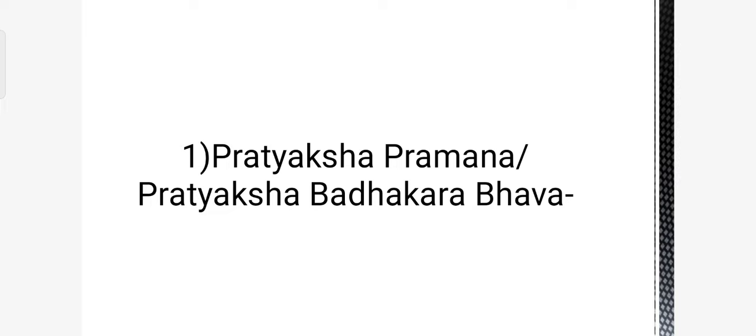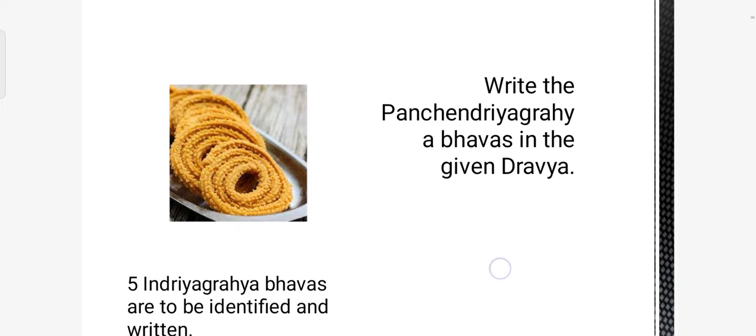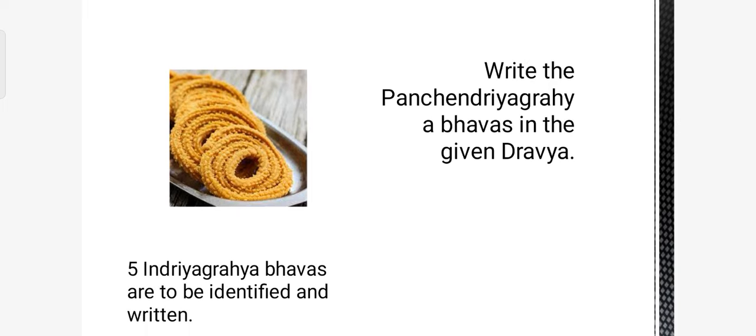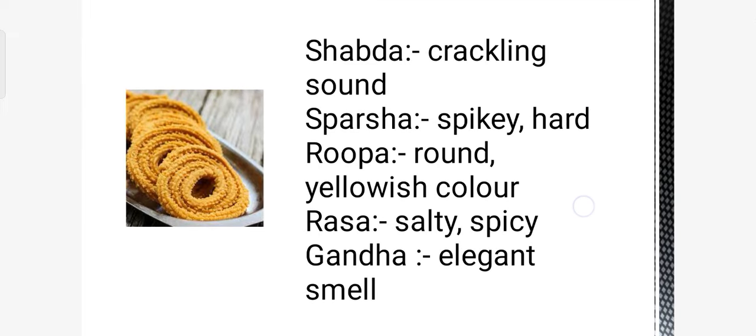So the first one being the Pratyaksha Badhakara Bhavas or Pratyaksha Pramana. The first question will be like, write the Panchendriya Grahya Bhava in the given Dravya. That means you are supposed to identify the Panchendriya Grahya Bhava and then write about it. You already know about the image, so the expected answer would be with the Shabda, Sparsha, Rupa, Rasa and Gandha.